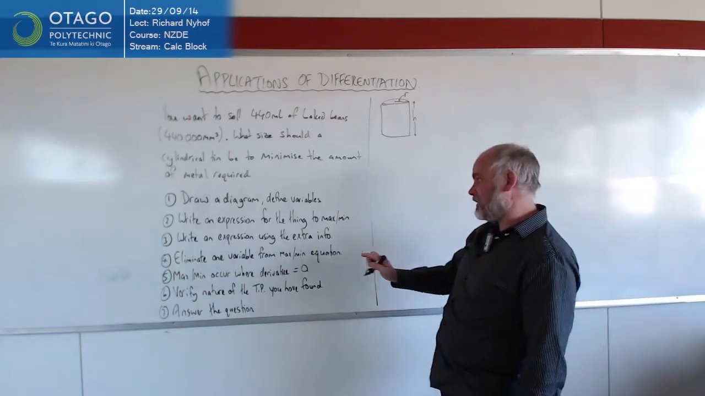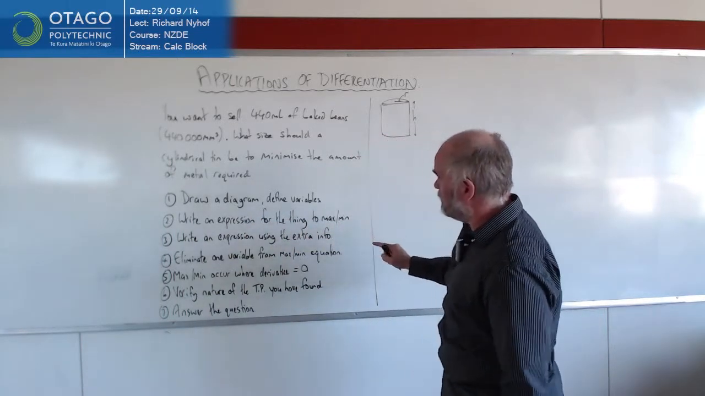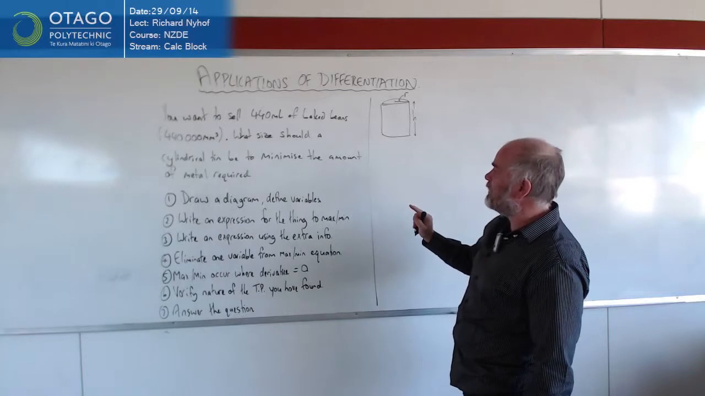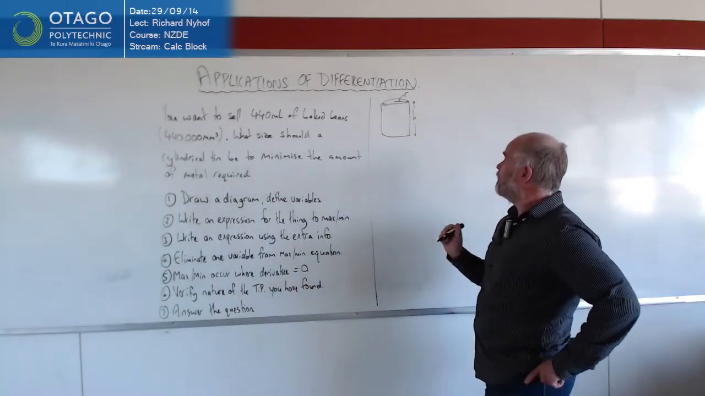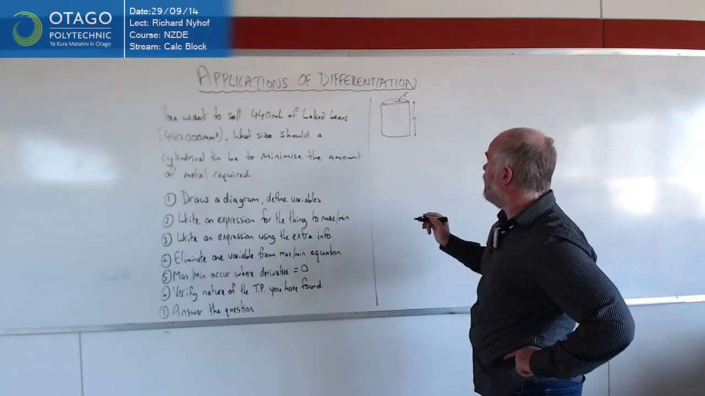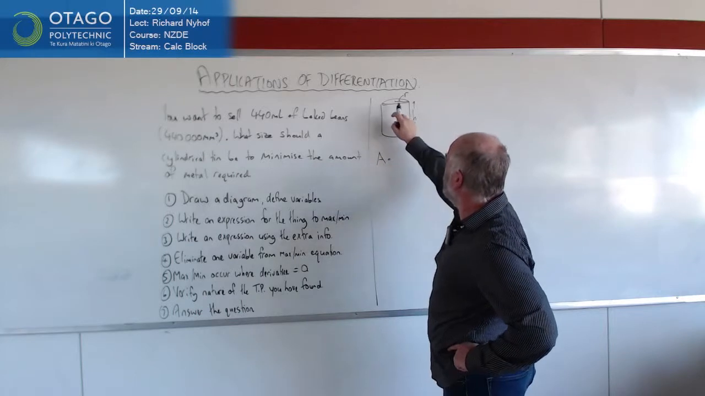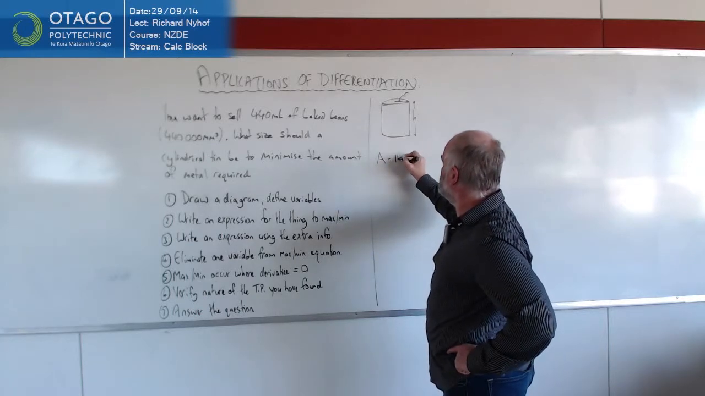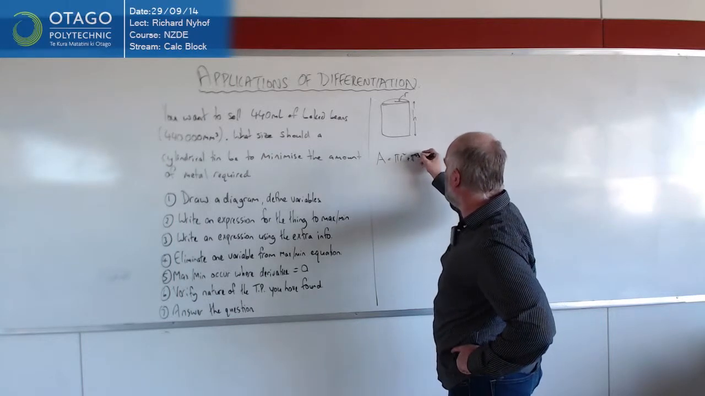What's next? Write an expression for the thing to maximize or minimize. Okay, so what do I want to maximize or minimize? The amount of metal required. So I need to write a formula for the amount of metal required. So let's call that A for surface area. What have I got? I've got a top, which is pi r squared, because it's a circle. And I guess I got one of those at the bottom as well.